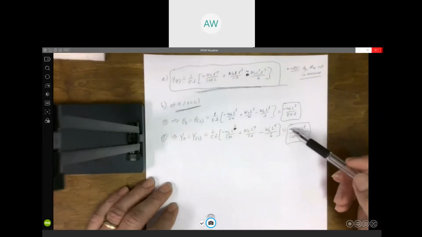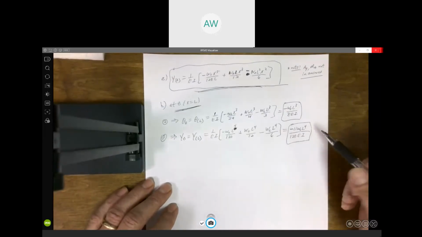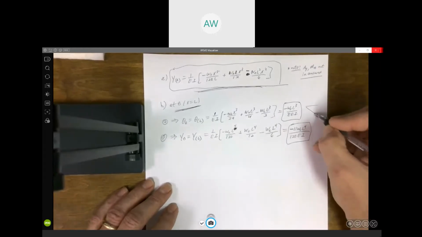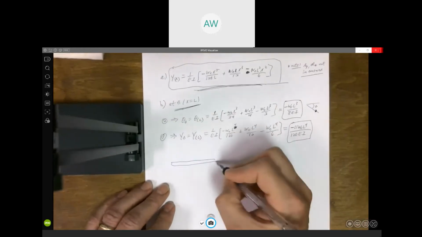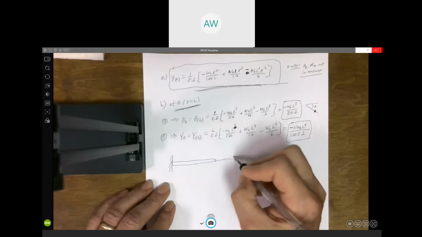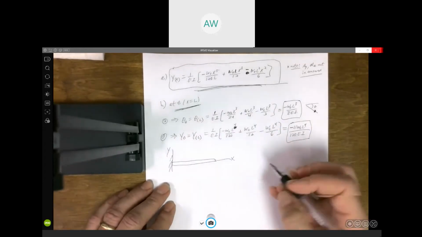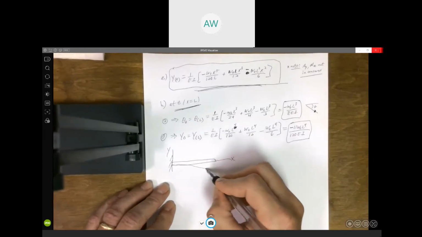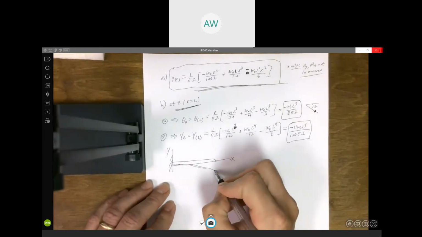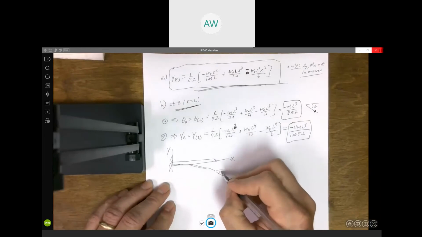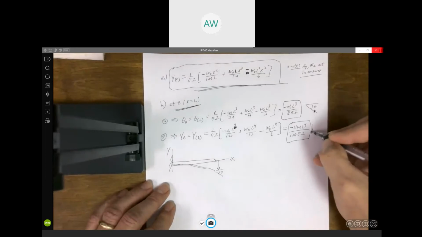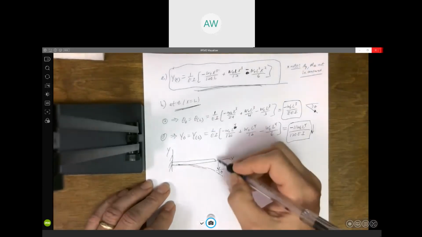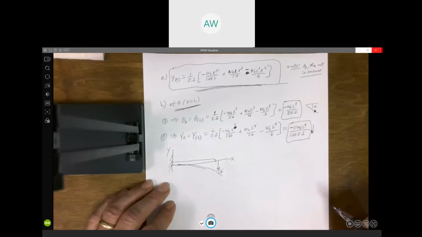Notice both those answers are negative. That's just indicating direction. That tells me that the slope is this way. If you look at the end of this beam, positive X to the right, positive Y was up, right? This beam is bending down. So that angle is negative. The deflection is down. It's negative. Positive Y is up. This beam moves down. Right?